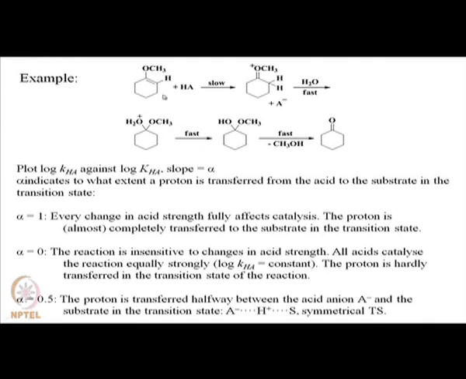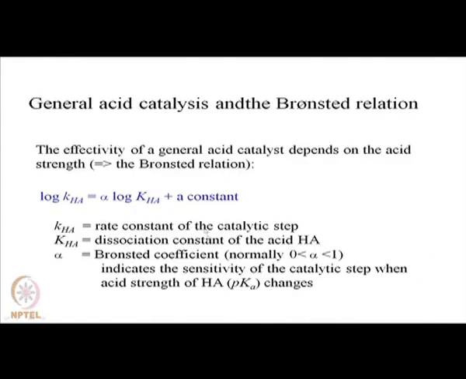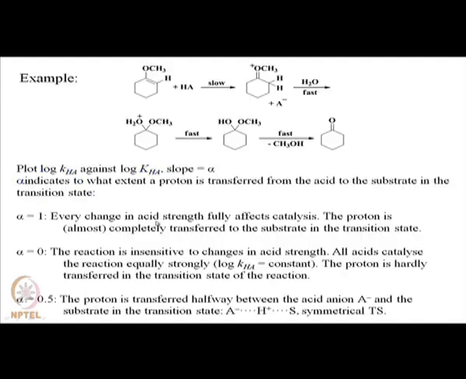Example, this is a reaction. Look into this reaction: this is slow protonation, then in the presence of water fast dissociation, fast product formation to give you this one. If you plot log KHA against log equilibrium constant, that is this expression, then you will get alpha from your slope, and alpha indicates to what extent the proton is transferred from acid to the substrate in the transition state.